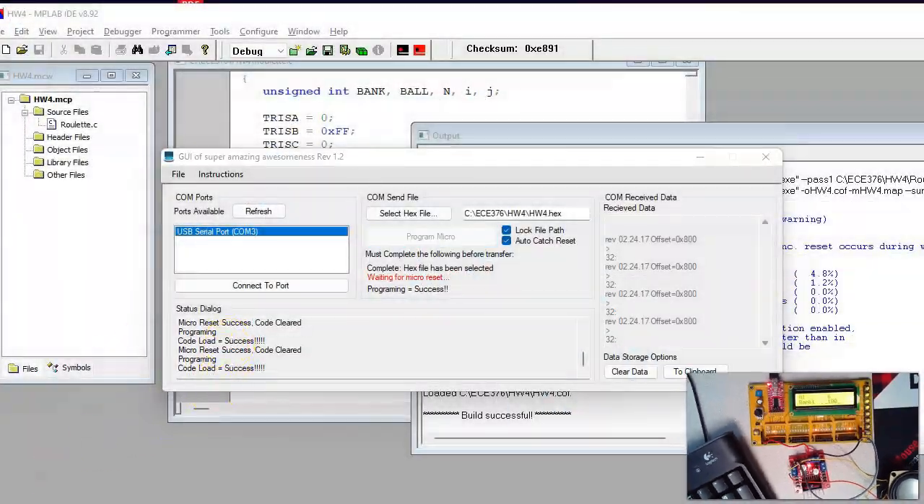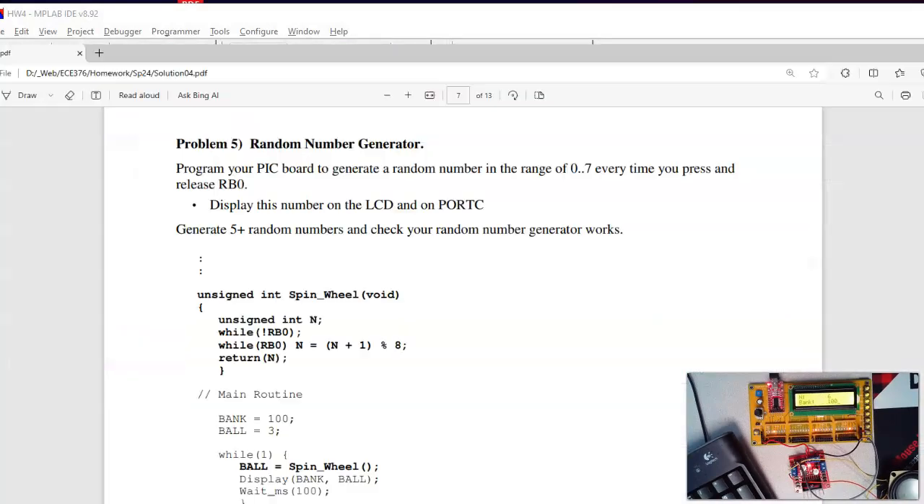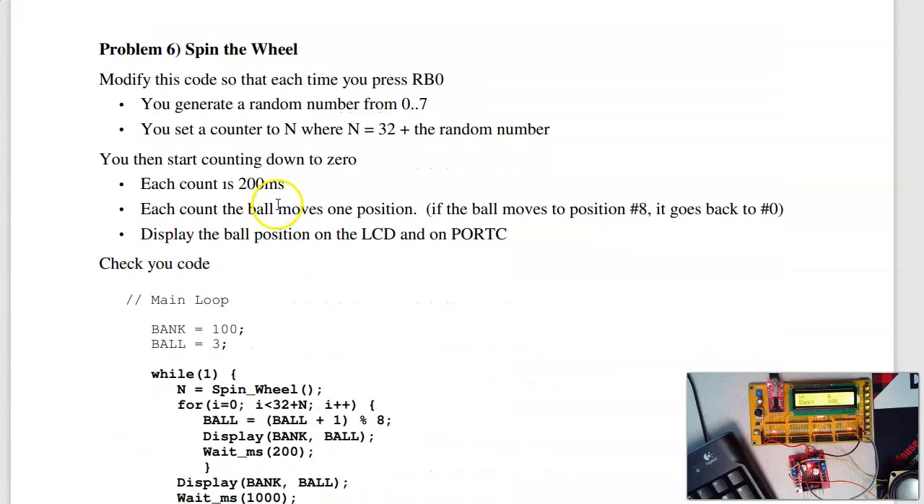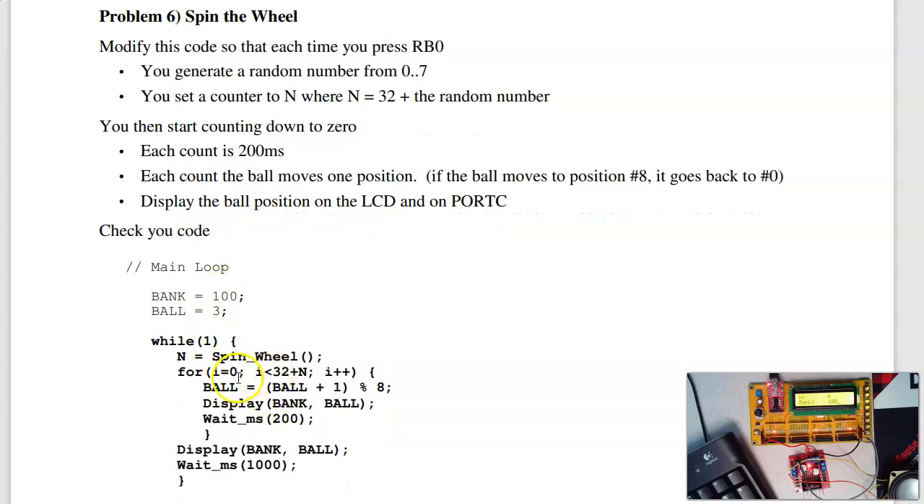Okay, next. Can I get the ball to move around the wheel? So what I'm going to do is now set up a for loop. I'm going to generate a random number by pressing the button. That's number 0 through 7. I'm then going to count from 0 to 32 plus n. So 32 is the ball goes around the wheel 4 times and stops at a random spot. Each time I count, the ball moves by 1 space, mod 8. I'll then display here's the ball, wait 200 milliseconds.